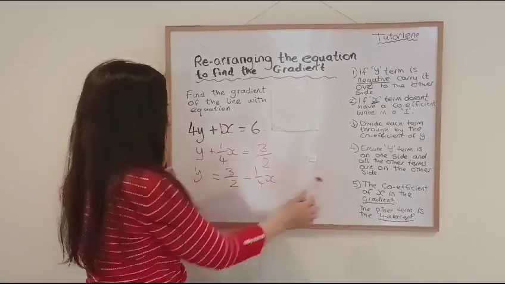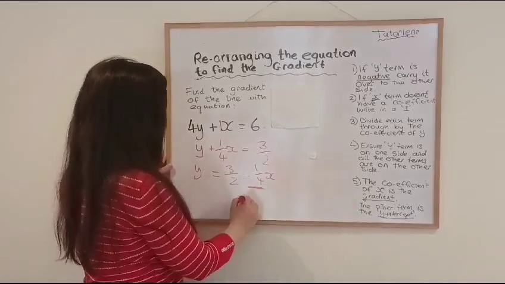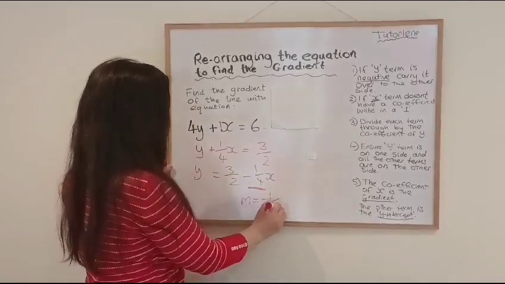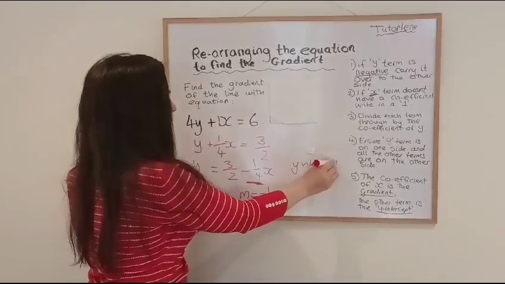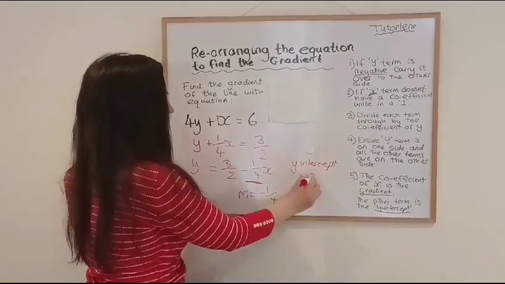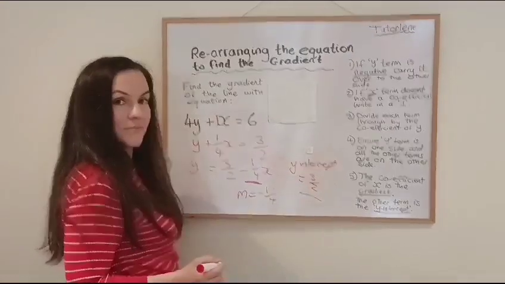So the coefficient of x is the gradient. So the gradient is negative a quarter. The other term is the y-intercept, which is 3 over 2. We'll do another example.